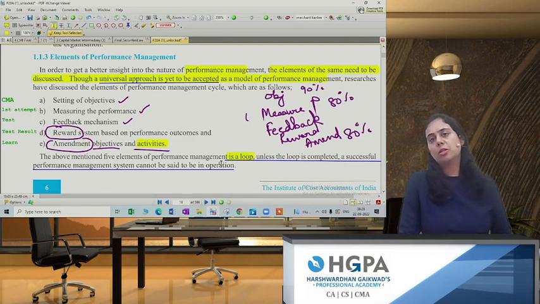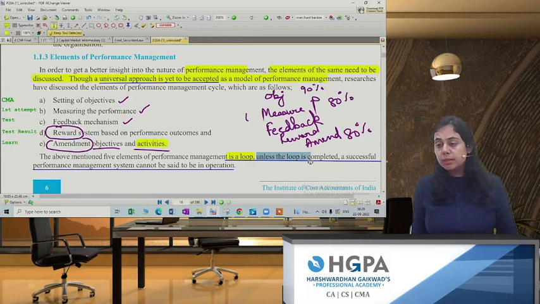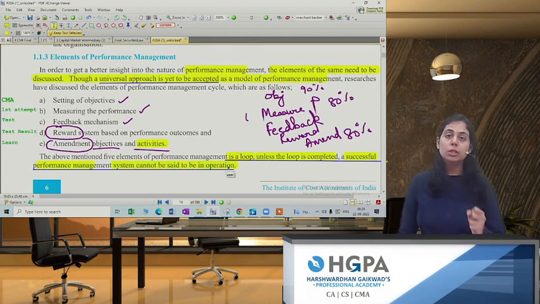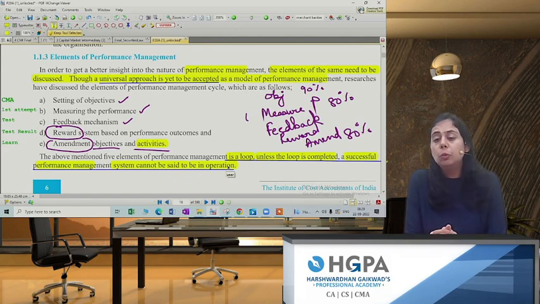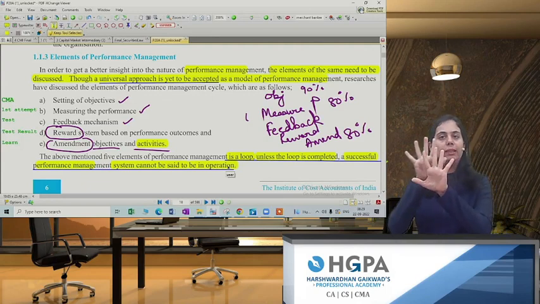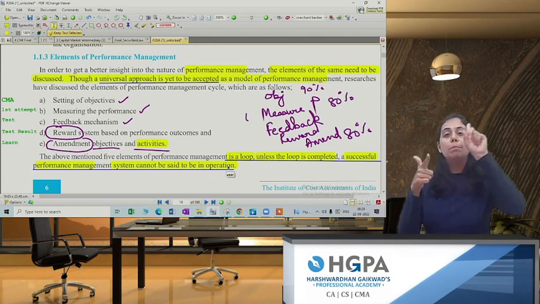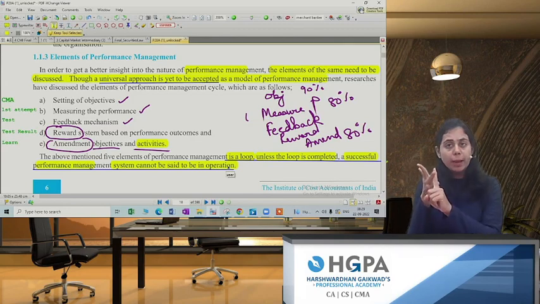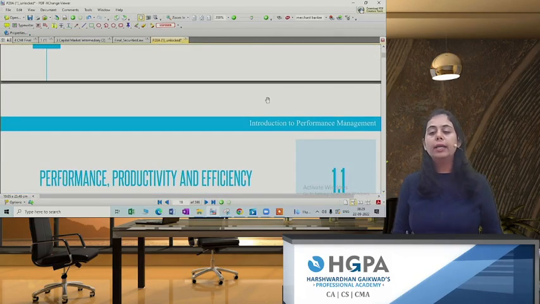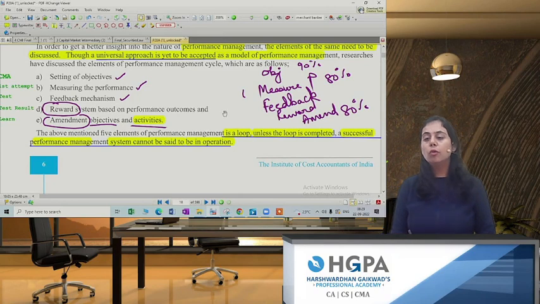All the work in performance management has to be done continuously, back to back. Unless the loop is completed, a successful performance management system cannot be said to be in operation. There can be a question in the paper on which elements are to be completed in the loop, and the answer here is 5. You cannot start with objective and measurement and then just stop. It has to be completed in a proper loop: setting the objective, measuring, gaining feedback, getting a reward, or at the end directly amending.